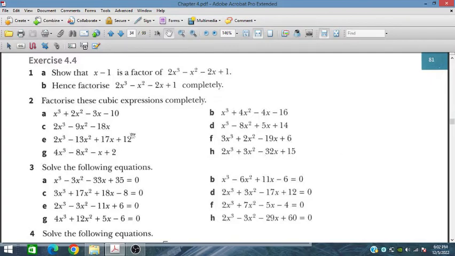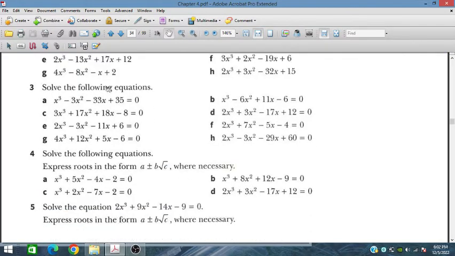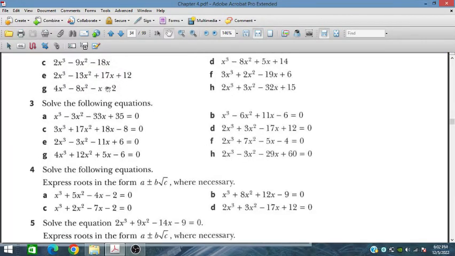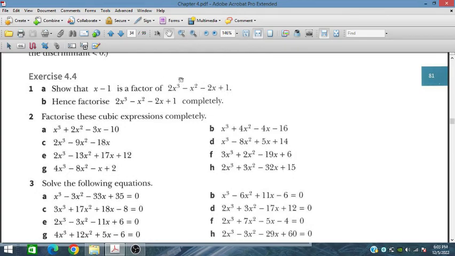This session we will discuss exercise 4.4 from the additional mathematics course for IGCSE and O level students. In this exercise we will cover the first 6 questions, and here we mostly apply the factor theorem. And let's start exercise 4.4.